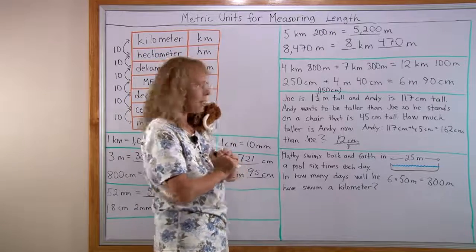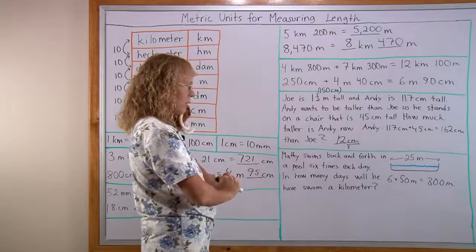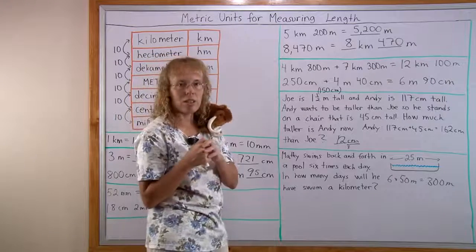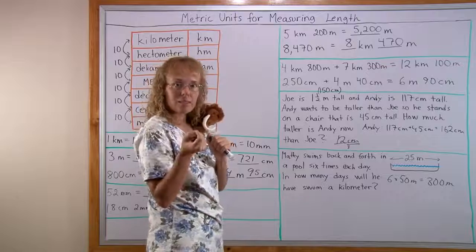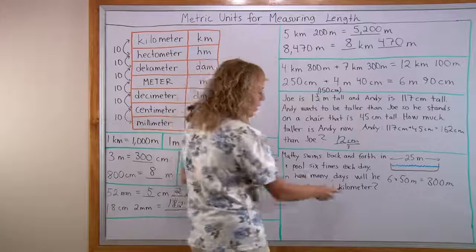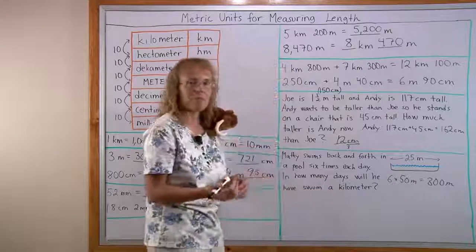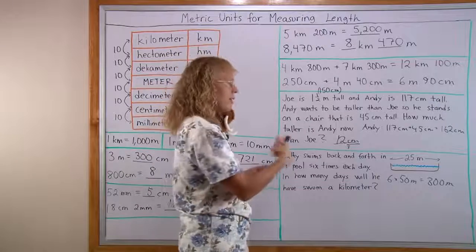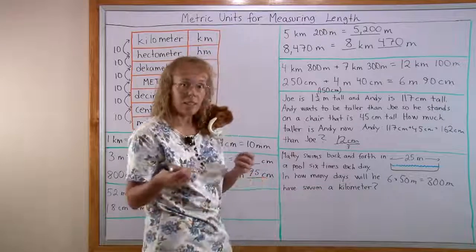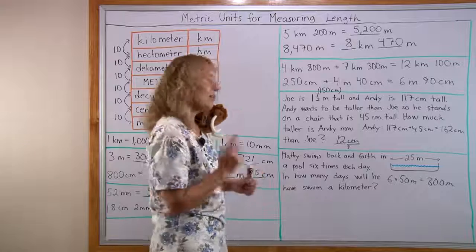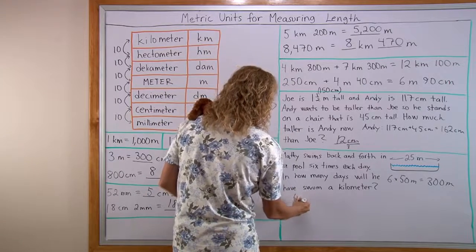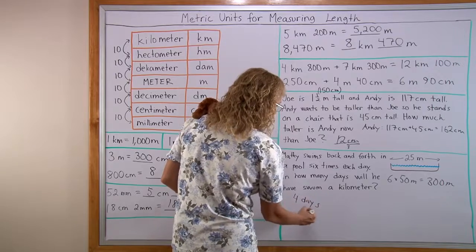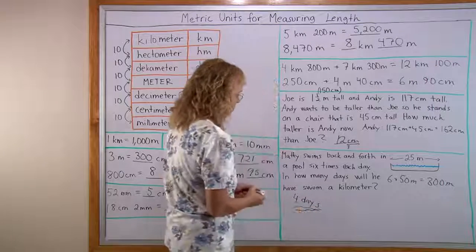How many days will he have to swim? 300 meters per day, so that he will have swum a whole kilometer. Just remember, 1 kilometer in meters is 1,000 meters. This word kilo here, meaning 1,000. So in 3 days, he will have swum 900 meters, not quite enough. But in 4 days, he will have swum more than a kilometer. 1,200 meters to be exact. Okay, we're all done.